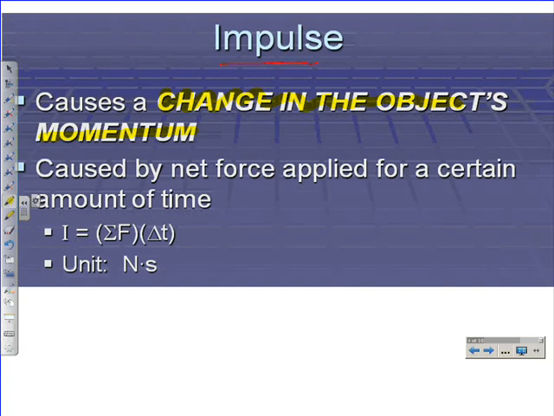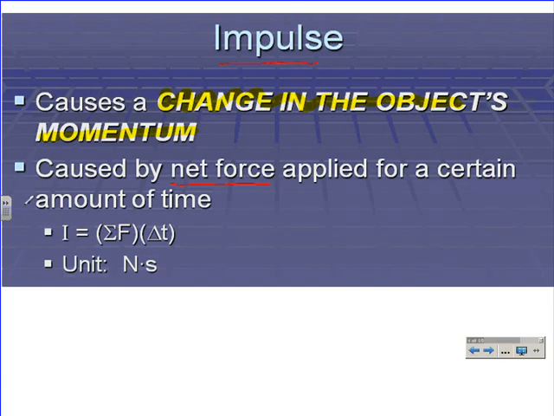Impulse causes a change in the object's momentum. If we're talking about a change, hopefully you conclude that things that change have to be the responsibility of a net force, right? An unbalanced force is what causes things to change.